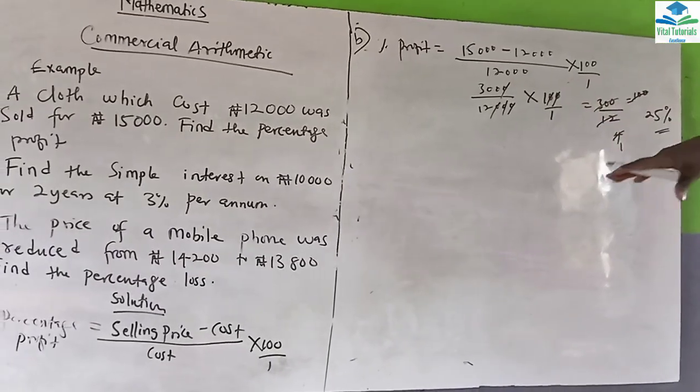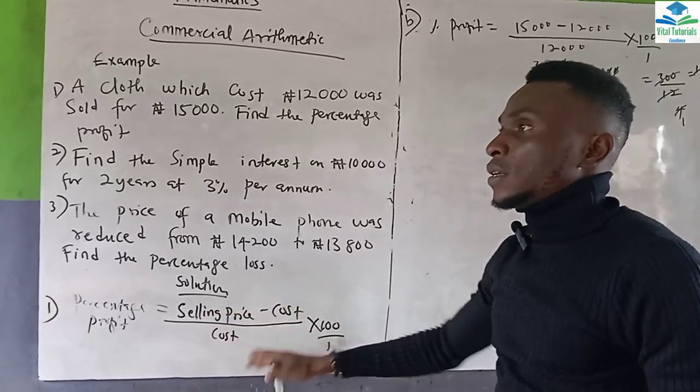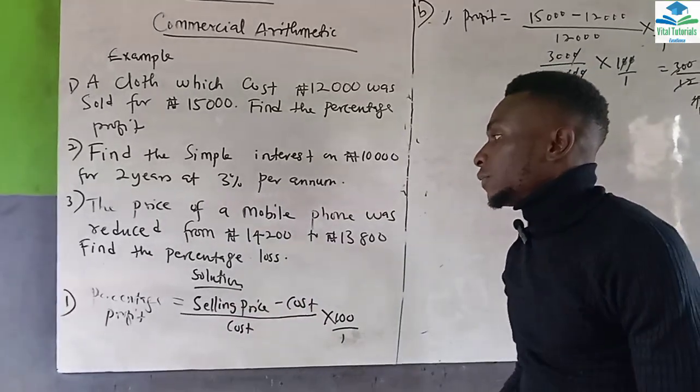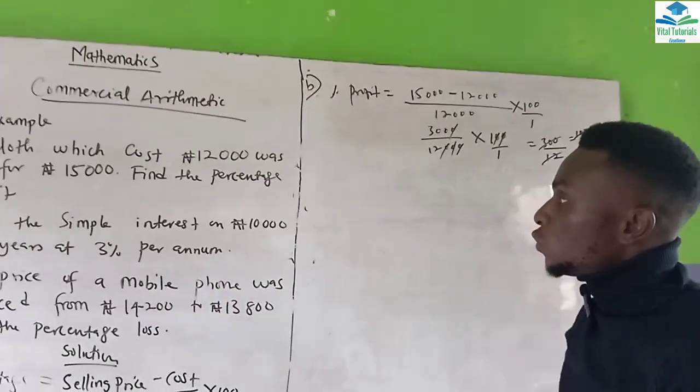This is how you calculate for percentage profit or loss. If it was percentage loss, this cost price will be here, while the selling price will be here. But this one now, it was sold for a higher amount than it was bought, therefore profit was made.